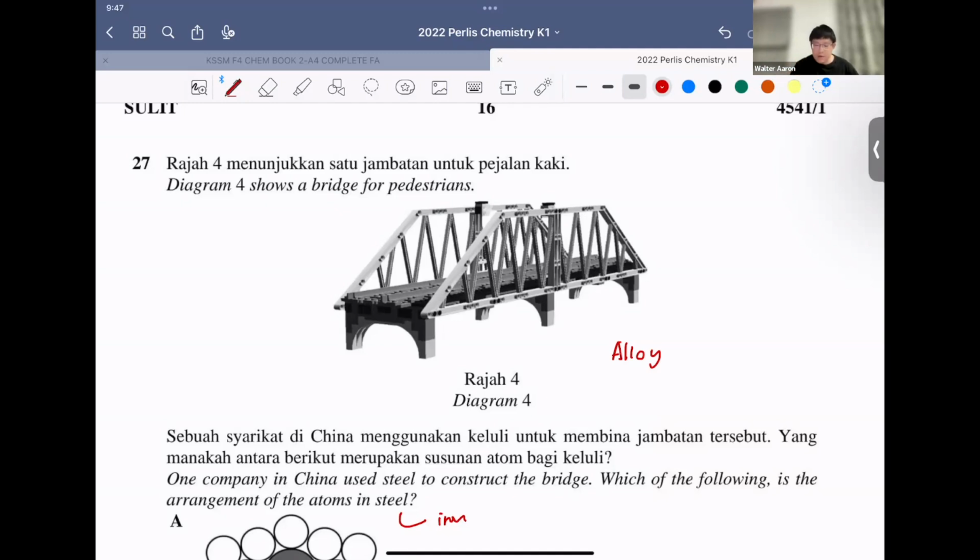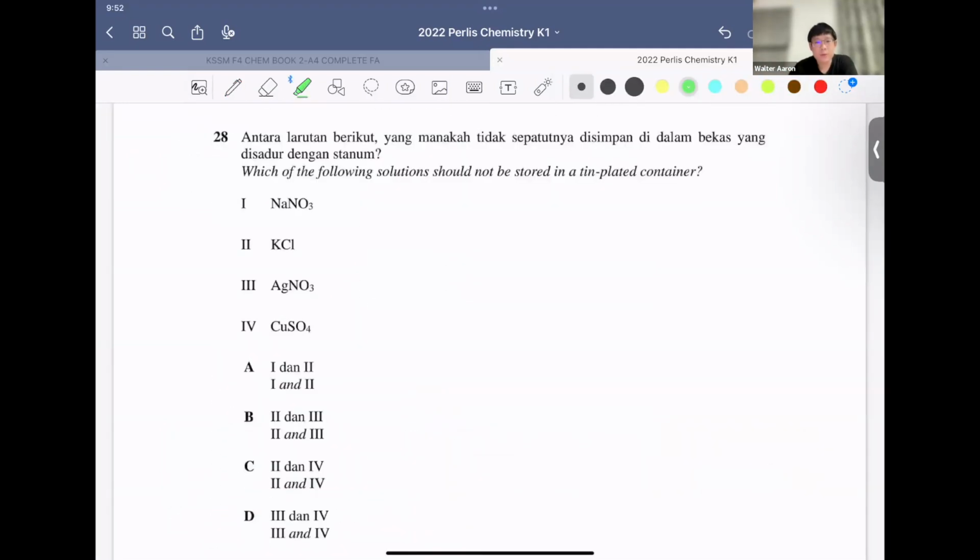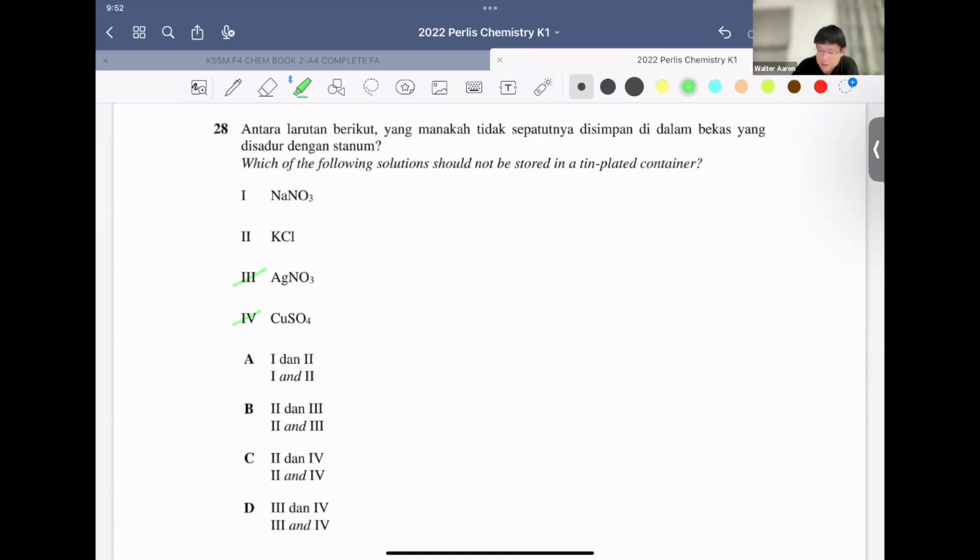Steel is just carbon and iron. So 27 is a point. Let's go to number 28. Which of the following solutions should not be stored in a tin plate container? The answer is supposed to be silver nitrate and copper sulfate.